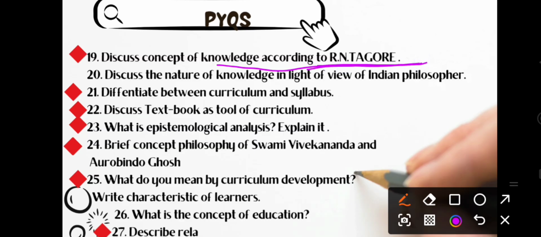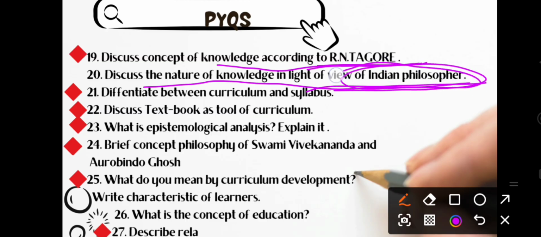Next question, discuss the nature of curriculum in light of the views of Indian philosophers. So basically we have to explain the concepts or the philosophy of an educational philosopher. You can choose anyone, that is Mahatma Gandhi, Rabindranath Tagore, Swami Vivekanand, or you can go with miscellaneous also. Means you have to write short notes on all of the above.